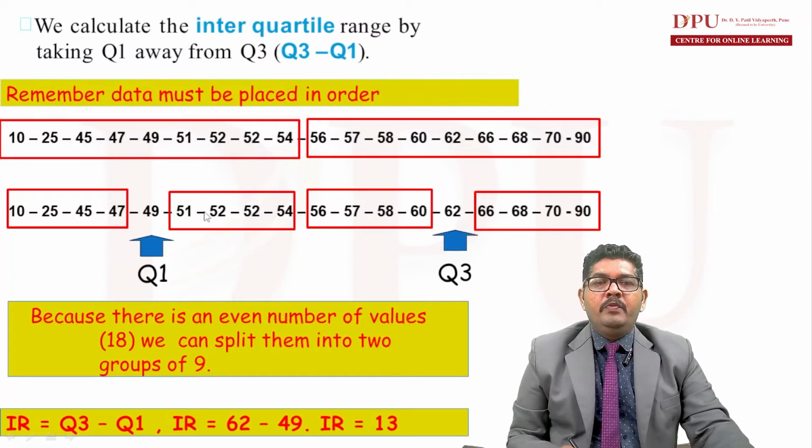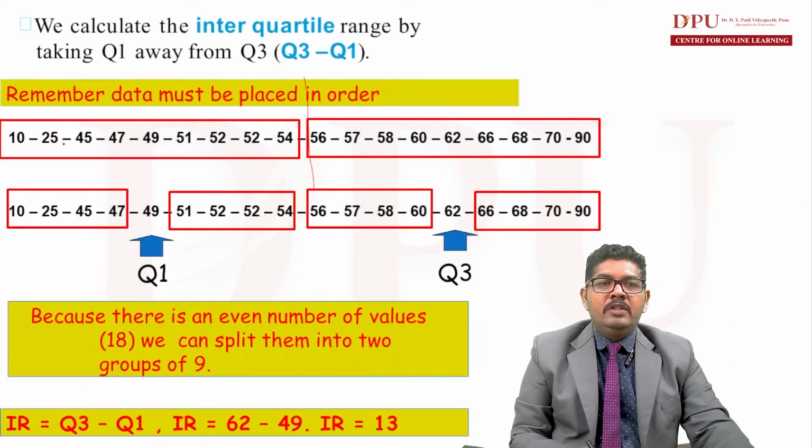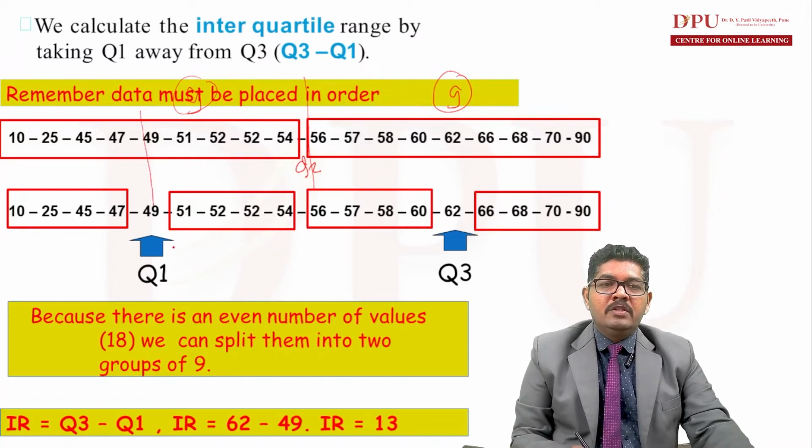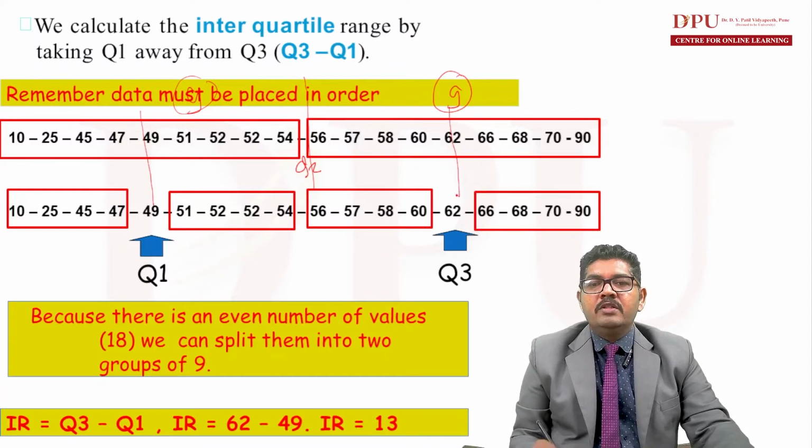So what we do, we divide the entire data into two equal halves. Now this data is divided into two equal halves. Now this data set consists of how many numbers? 1, 2, 3, 4, 5, 6, 7, 8, 9. So 9 numbers on the left hand side of this Q2 or median, and 9 numbers on the right hand side. Right. Now again we divide this entire data set, this first half into two equal halves and second half into two equal halves. So this will give us the Q1 value, and this will give us the Q3 value.